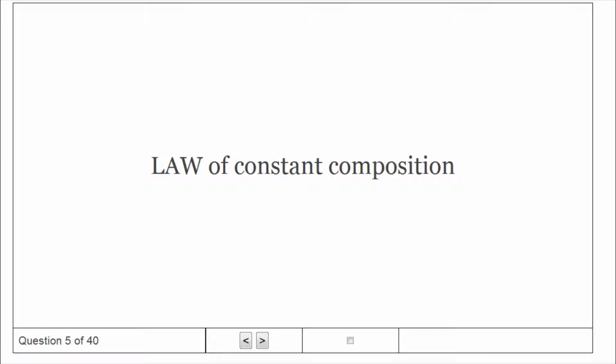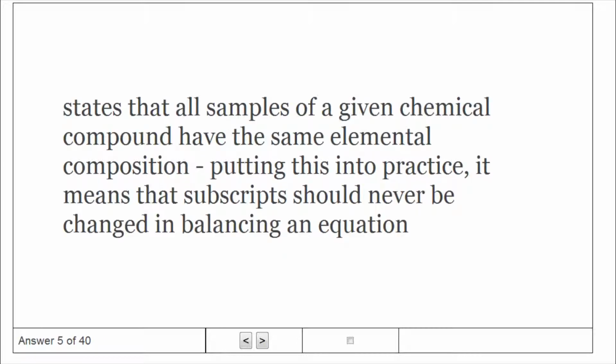Law of constant composition states that all samples of a given chemical compound have the same elemental composition. Putting this into practice, it means that subscripts should never be changed in balancing an equation.